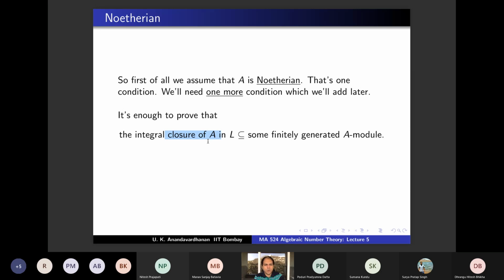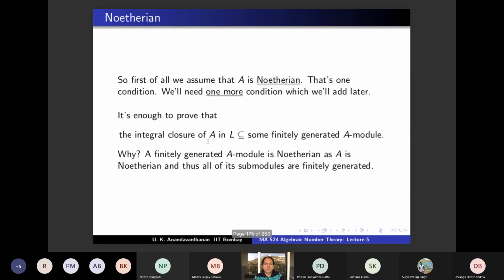Okay, I hope others have followed. So this is enough. Why? Nitesh just gave the argument which is there in my slides. A finitely generated A-module is Noetherian as A is Noetherian, and thus all its submodules are finitely generated. Very good. So this is what we are going to prove: I am going to exhibit a finitely generated A-module which contains the integral closure of A in L, and then we are done.